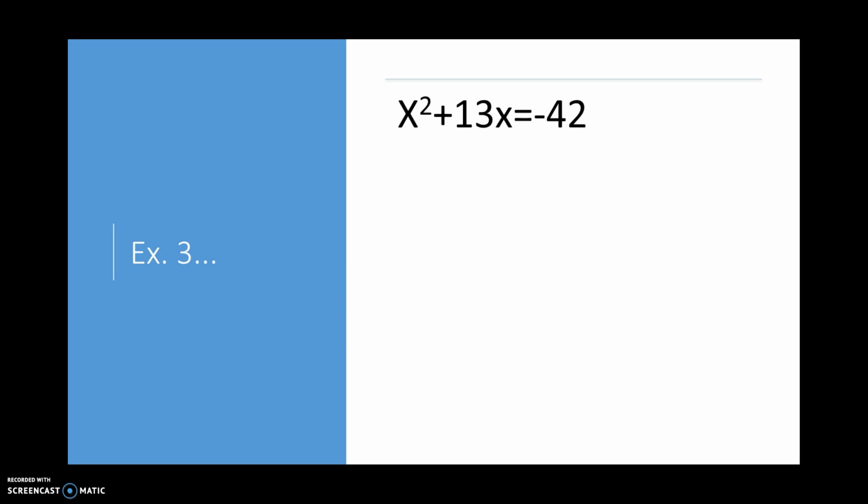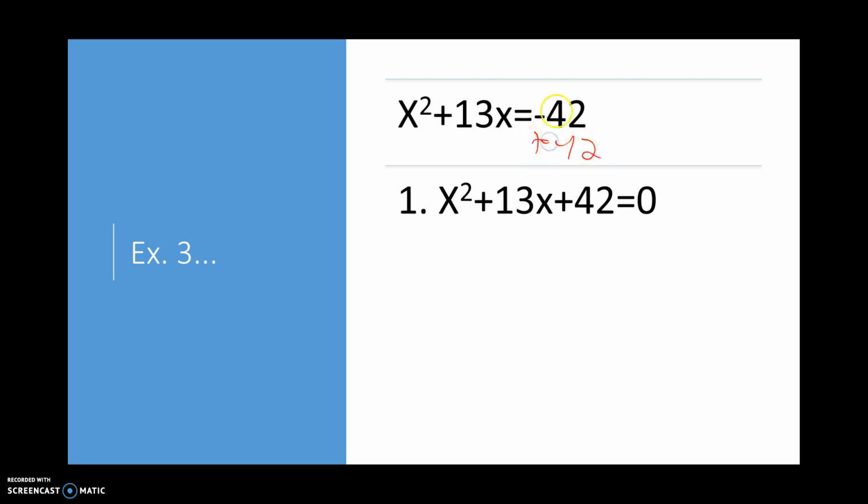Example 3. x squared plus 13x equals negative 42. If you want to go ahead and solve that on your own, you can pause the video, and I'll be continuing right now. Step 1. As you can see here, we added 42 because we want it all on one side so it equals 0. If you remember from 9.3, this is the standard form of a quadratic equation. So then we have x squared plus 13x plus 42 equals 0.